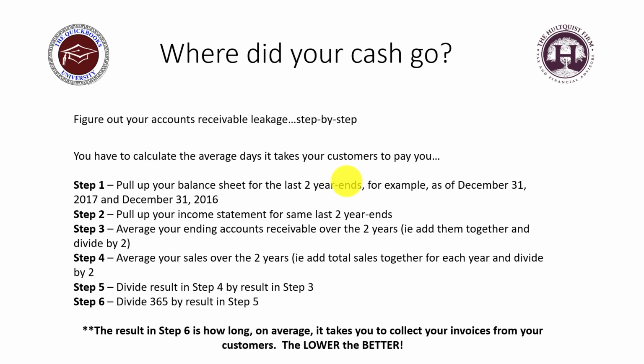The result in step six is how long on average it takes you to collect your invoices from your customers. The lower, the better. The technical term for this is days sales outstanding, but basically, if you boil it down, all it is is how long it takes your customers to pay you. And yes, the lower, the better.